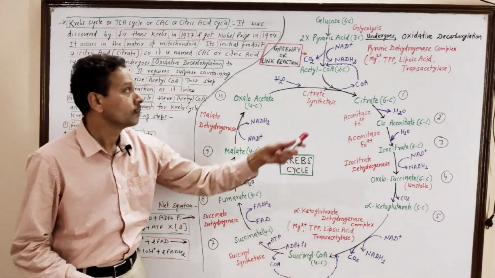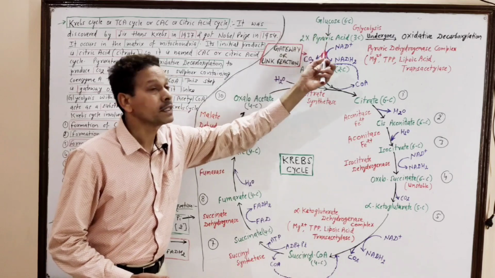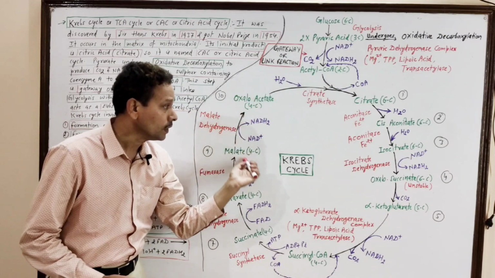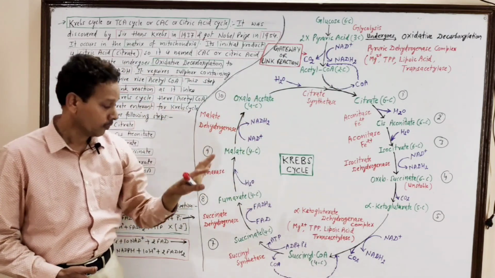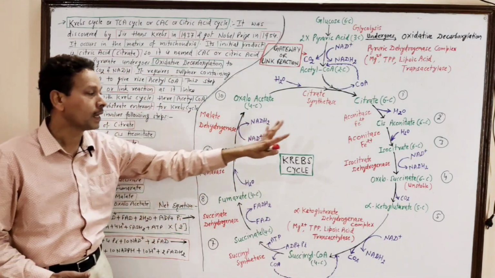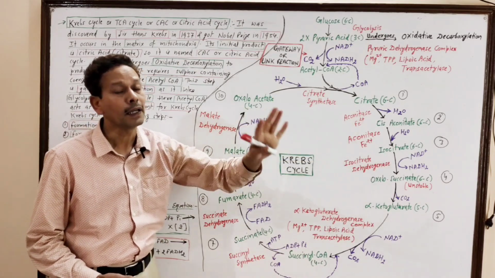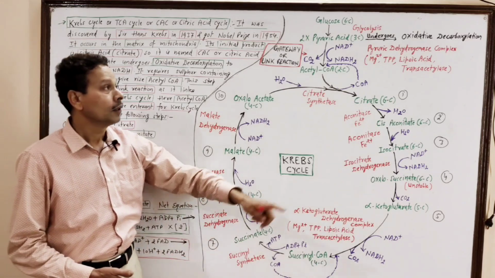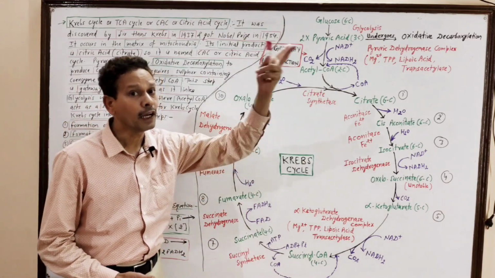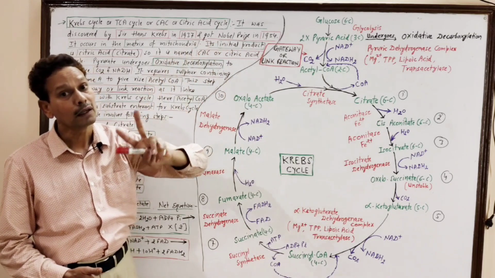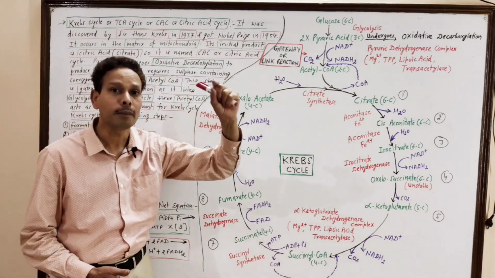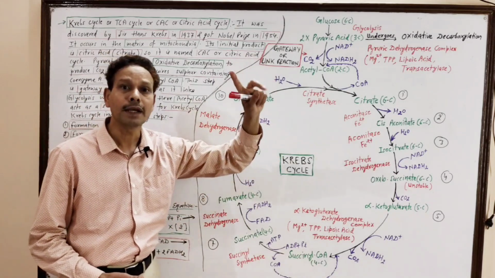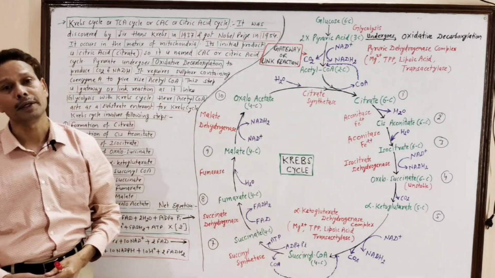But as we know, pyruvic acid are 2 molecules. Means in 2 Krebs cycles, 15 ATP plus 15 ATP, 30 ATP molecules are formed. And in glycolysis, 8 ATP molecules are formed. Means complete breakdown of glucose produces 30 plus 8, 38 ATPs.